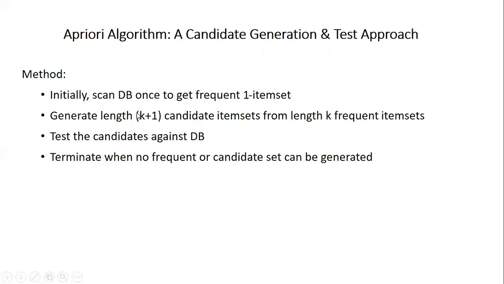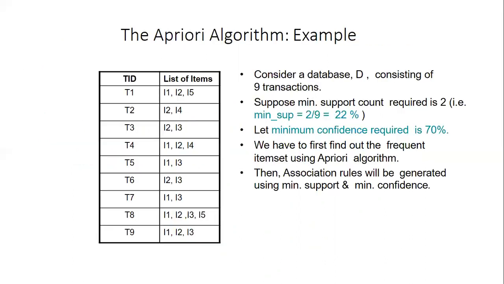Then we generate the length k plus 1. Here k is equal to 1, so k plus 1 means 1 plus 1, that is 2. Then 2 candidate item sets, 3 candidate item sets, 4 candidate item sets, and so on. So first we generate k plus 1 candidate item sets from length k frequent item sets. Then we test the candidates against the database for minimum support. Then we terminate when no frequent item set or candidate set can be generated. That means we stop when there is no further frequent or candidate item set. It will be more clear when I take up the example.